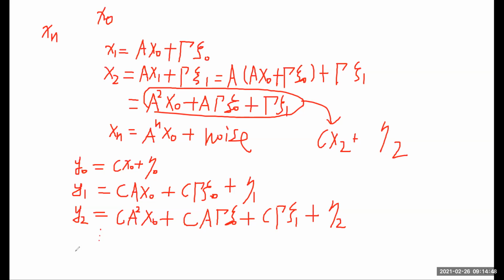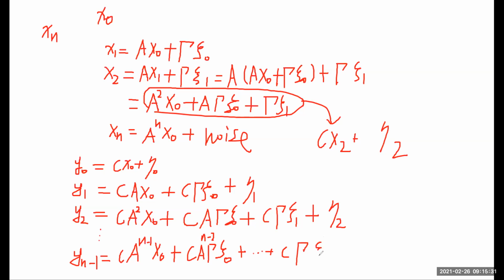Then we can continue until y_(n-1). Using this pattern, it will be C A^(n-1) x0, plus C A gamma c0, continuing until C gamma c_(n-2), plus eta_(n-1). Here it should be n minus 2. We follow this pattern.